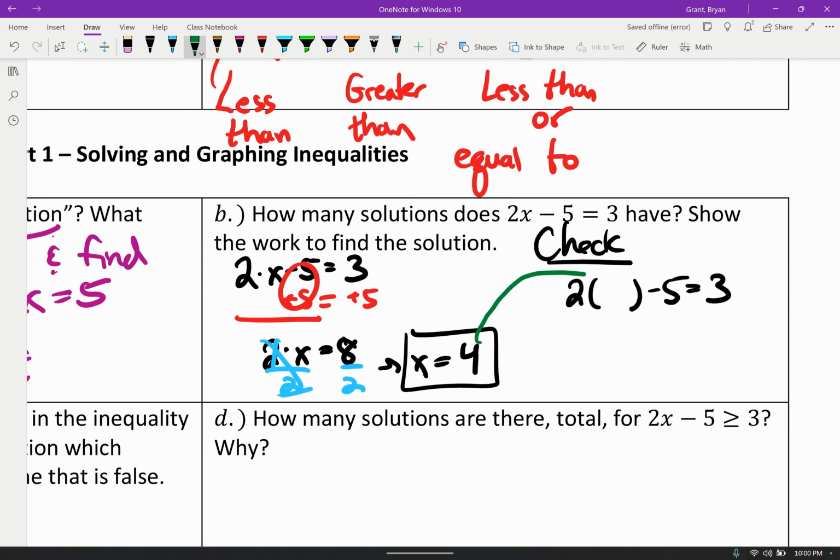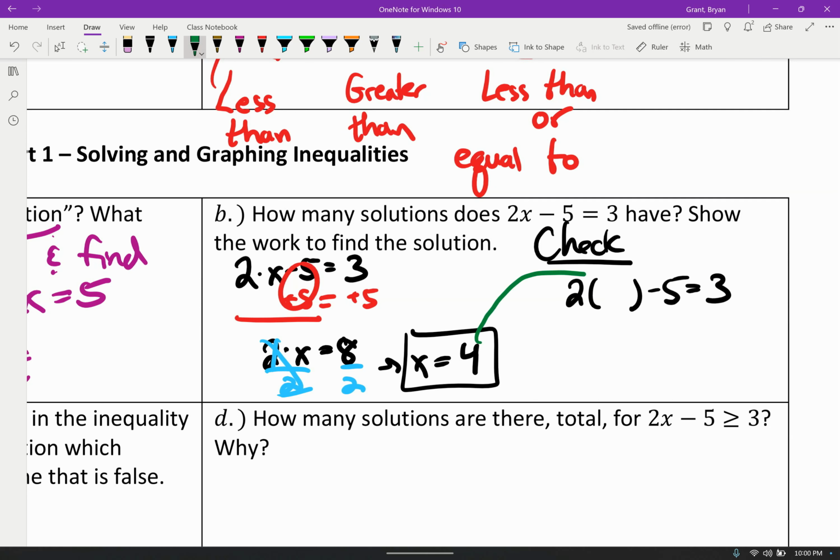Let's try this last one. 2 times 1 is 2. 2 minus 5, I think that gets us to negative 3. Is negative 3 greater than positive 3? No, it's a negative. Is it equal to 3? No, negative 3 and positive 3 are two completely different numbers. And so x equals 1 is also not a solution.